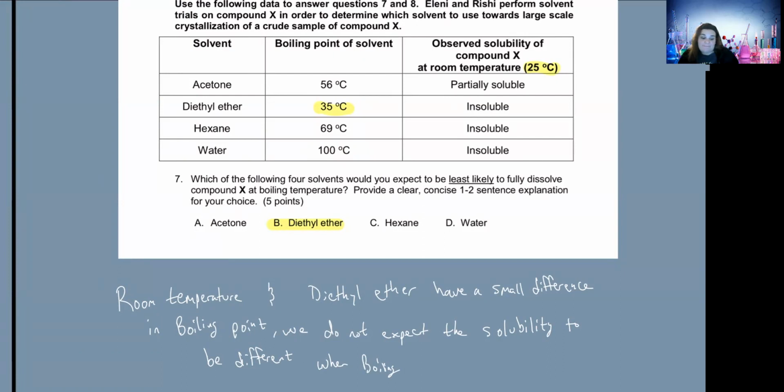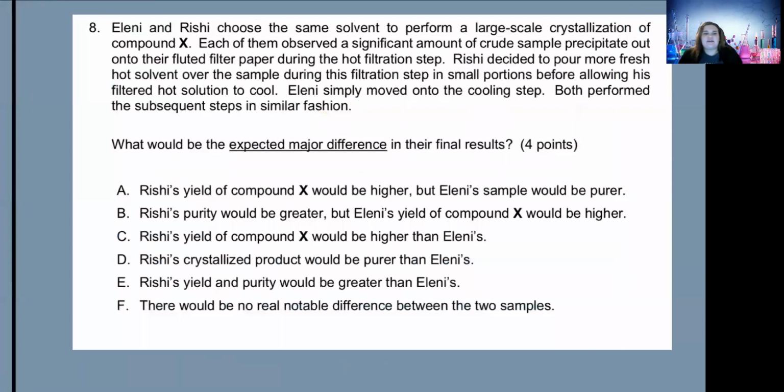Now let's go ahead to question 8. So question 8 is a continuation of question 7, and go ahead, pause, try it out, and then we'll run through it together. All righty, so we are told, Eleni and Rishi choose the same solvent to perform a large-scale crystallization of compound X. Good for them. They each observed a significant amount of crude sample precipitate out onto fluted filter paper during the hot filtration step. So that means there's a lot of yellow stuff on their filter paper, right? Think of it that way.